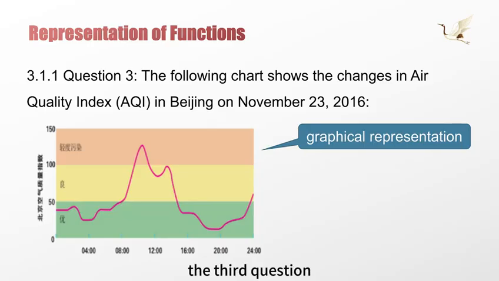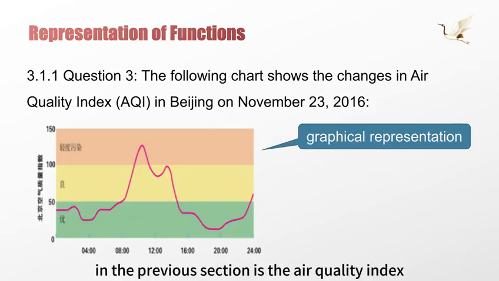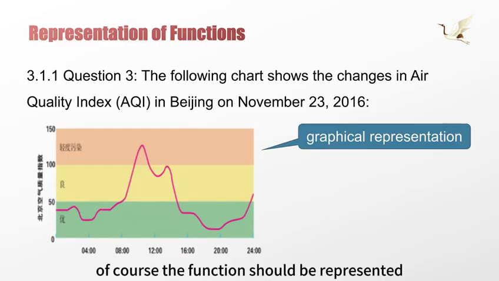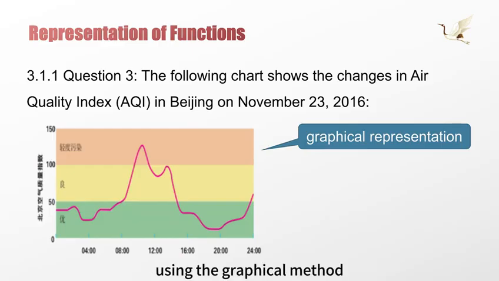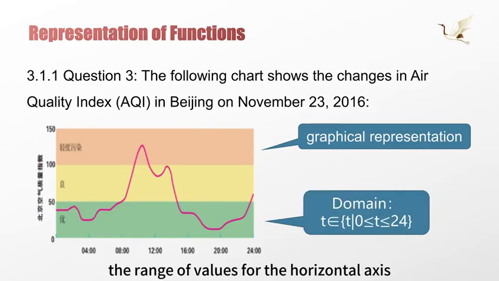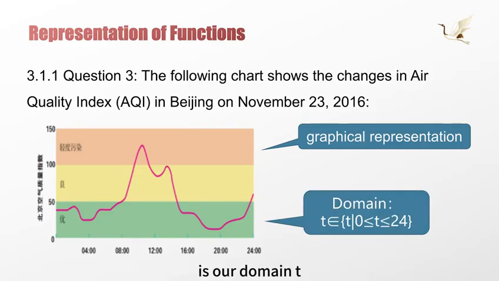The third question in the previous section is the air quality index change chart of Beijing on November 23, 2016. Since it is a graph, of course, the function should be represented using the graphical method. So what are the specific manifestations of the three elements of a function in this diagram? Let's look for it. First, let's take a look at this horizontal axis. The range of values for the horizontal axis is our domain t, which belongs to 0 to 24. So what is the range of values? How is the value range reflected?